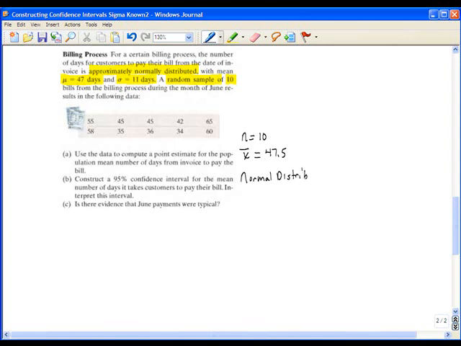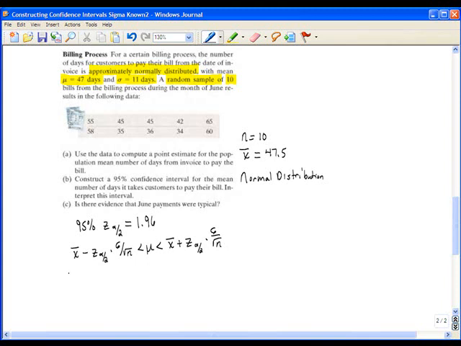Normal distribution. We've got a 95% level of confidence. The critical value, z sub alpha over 2, associated with the 95% level of confidence is 1.96. My formula: x bar minus the critical value, z sub alpha over 2, times sigma divided by the square root of n, is less than mu, is less than x bar plus z sub alpha over 2 times sigma divided by the square root of n.